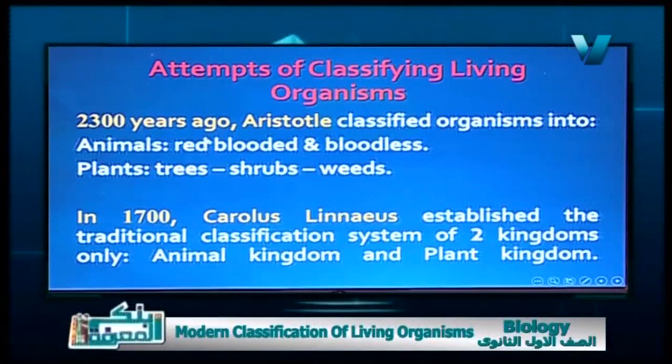We started by speaking about the attempts, or trials, of classification of these organisms. And we mentioned that 2,300 years ago, Aristotle put the first trial of classification. He classified the organisms into animals and plants. The animals could be classified into red-blooded and bloodless. Plants could be classified into trees, shrubs, and weeds.